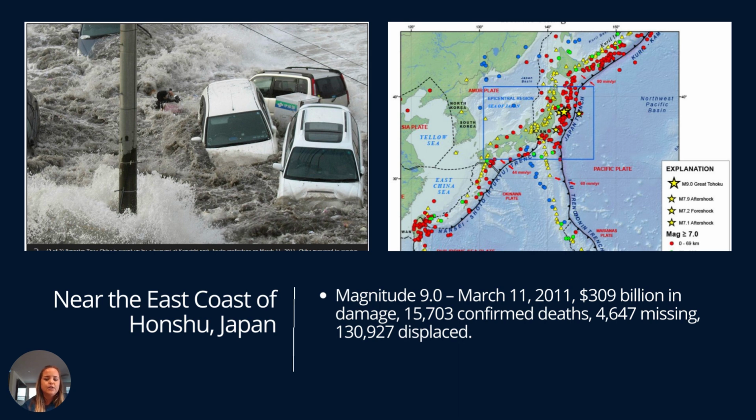Another one in Japan in 2011. This was a magnitude 9. So this was much higher on the magnitude scale here. And the big thing that happened here was a tsunami. And so there was displacement underneath the water there in the Pacific Ocean, and it caused huge waves to come into the east coast of Japan, and we saw a lot of people die. So we have 15,000 confirmed deaths here, most of which were from the tsunami, not from the earthquake. 4,000 people missing, 130,000 displaced, and about $309 billion in damage.